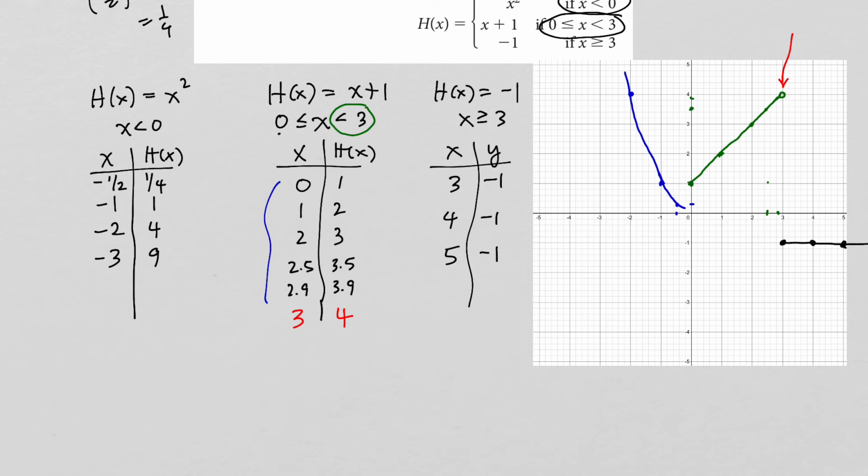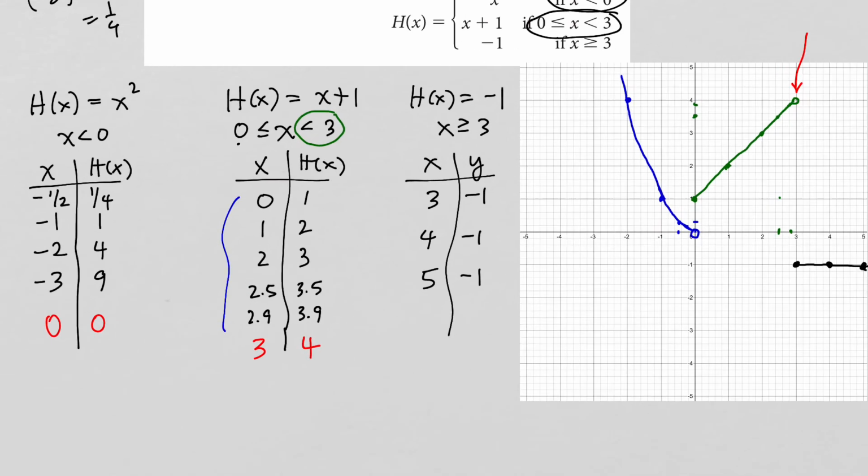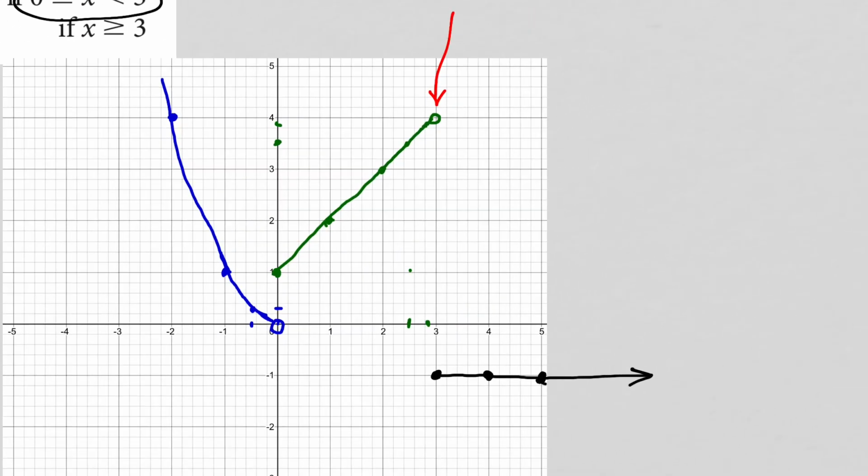Well, again, technically we're not allowed to plug in 0, but if we plug in 0 anyway, 0 squared would have been 0. So 0, 0 is this point right here, but it has to be an open circle because, again, that point is not included. So what you get in the end is a graph that is composed of different pieces. This piece of the graph represents the first part of the piecewise function. This piece represents the second part. And finally, this part represents the last part.